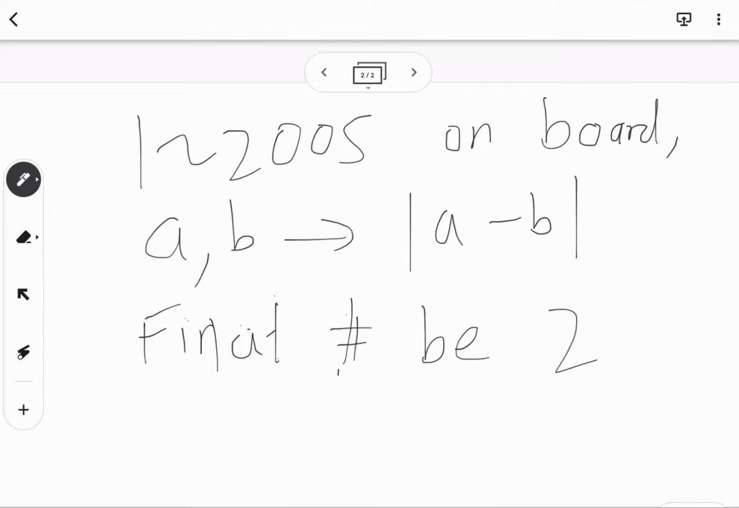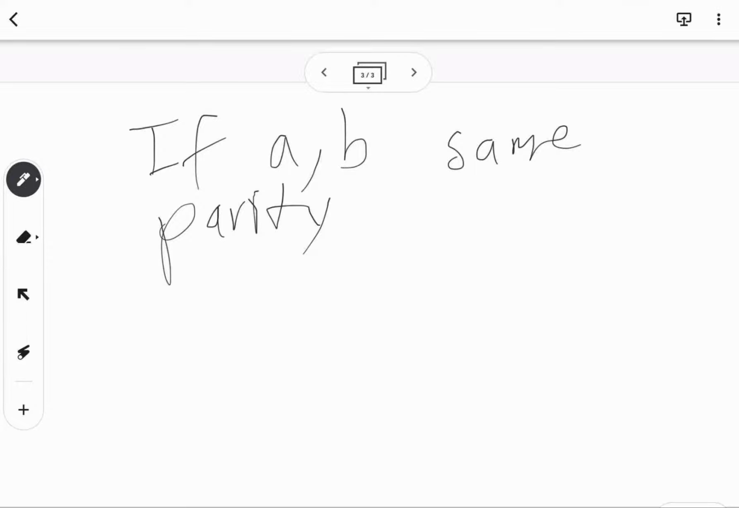So here, the idea is just to look at parity. You just consider which numbers are even or which numbers are odd. And if you notice, if a and b are the same parity, then a minus b is even, and else it is odd, right?